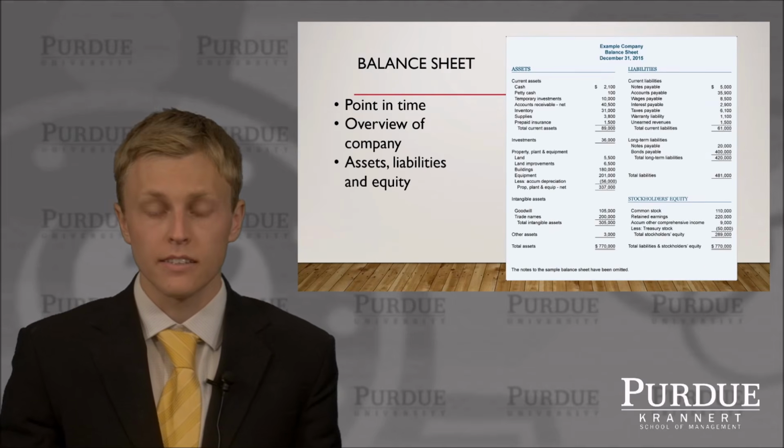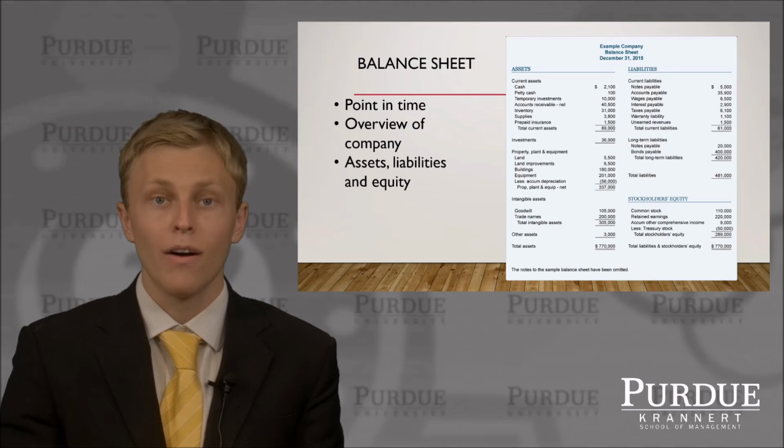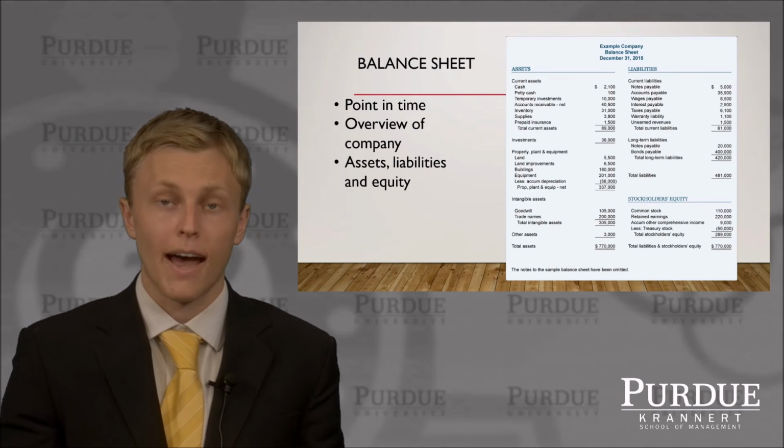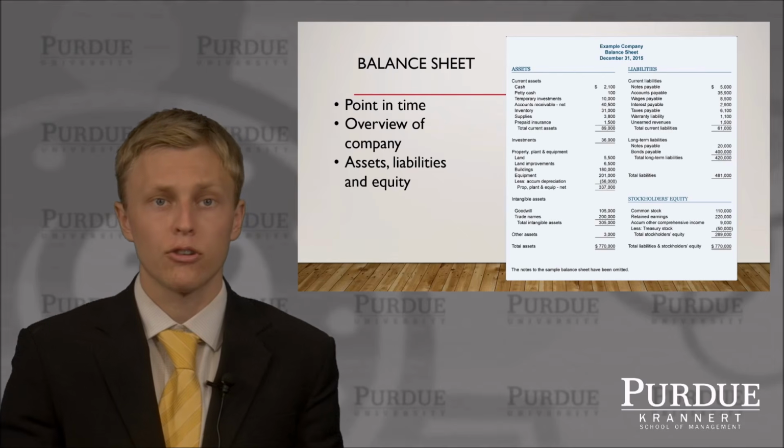Now, liabilities are things that the company owes. So they're going to be accounts payable, notes payable, and again, those have a current and a long-term aspect as well. Anything is classified as current if it's payable within 1 year's time.